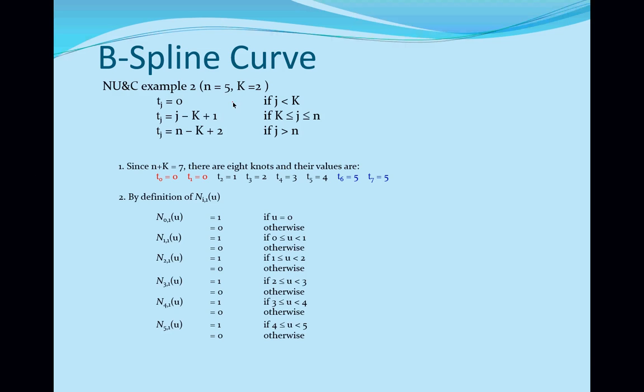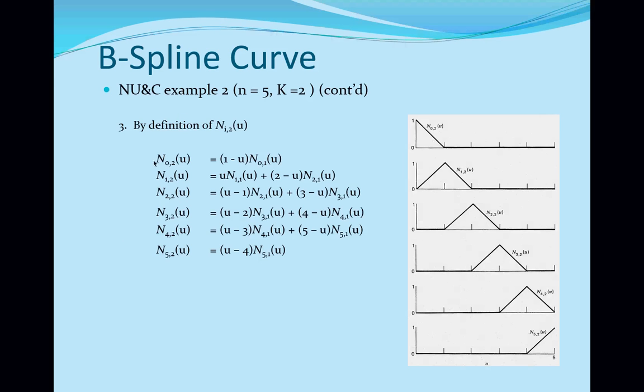Similarly, if I go for n equal to 5 and k equal to 2, what am I supposed to get? Again I can calculate this knot vector, and then I can go for the recursion, because now one recursion will be involved, and that will be 1 minus u. At least one recursion will be involved. So from this I could say that this is the first shape function, this is the second, the third, the fourth, the fifth, and this is the sixth. So these are all the shape functions we have plotted.